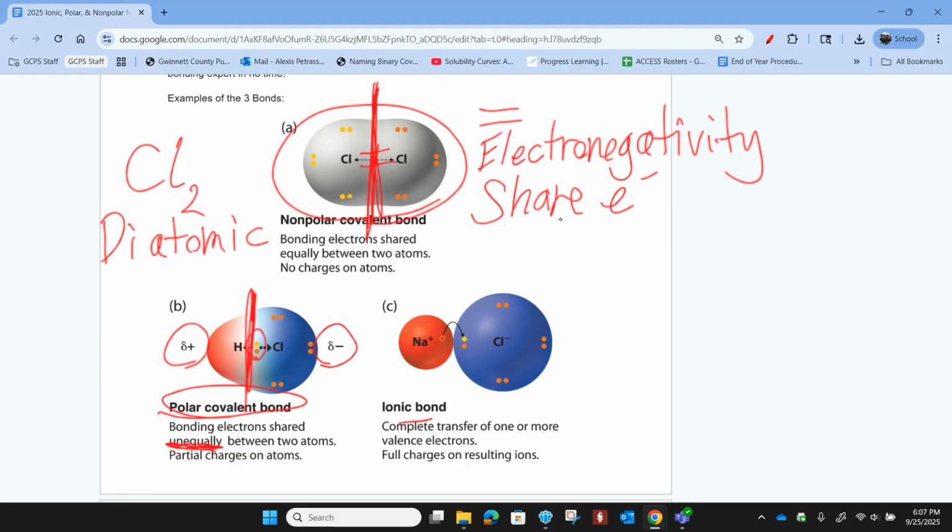Okay, then we have ionic. And this is an image. If you Google ionic image, this will pop up a bunch. By the way, this is HCl if you saw it written for the polar. Okay, back to ionic. This is my NaCl. Like I said, salt. We like to talk about salt. Complete transfer. So that word transfer.